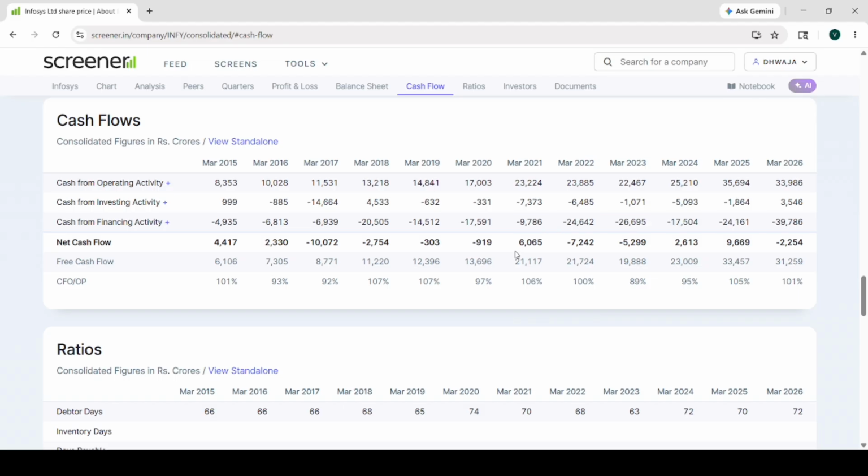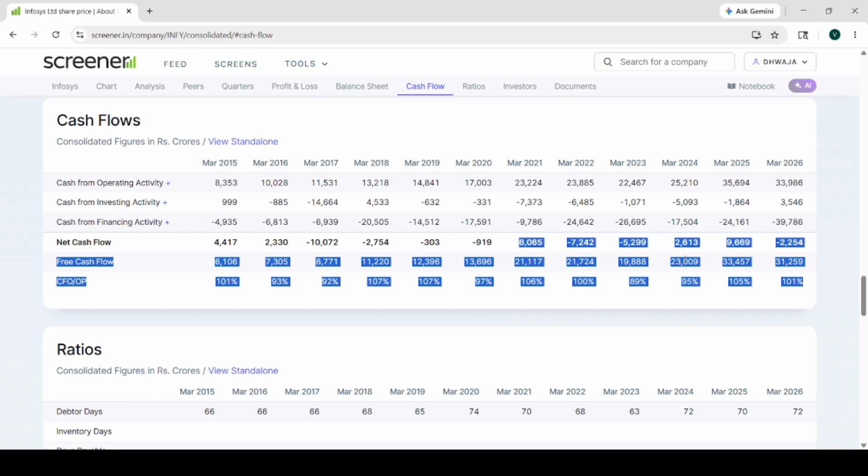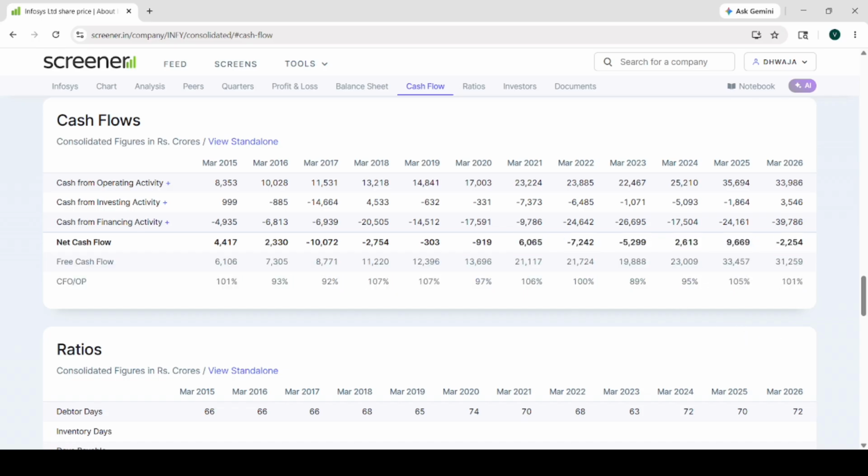The next step: see the net cash flow, whether it is positive after investing all this. Then the free cash flow, taking all the above into consideration. FCF, free cash flow, is 21,077. This has been growing for almost the last 3 years. And the total CFO to OP cash flow is almost near 100%, which is very good for the company. Like this, you have to check your company on screener.in.